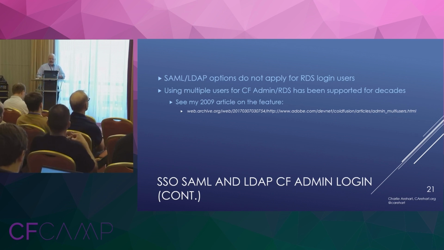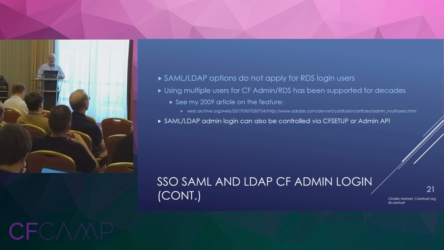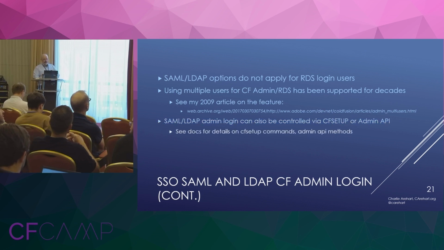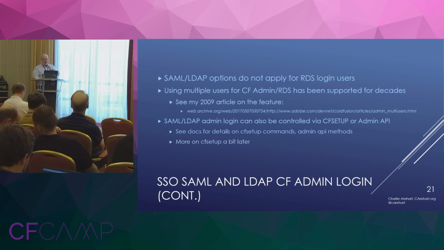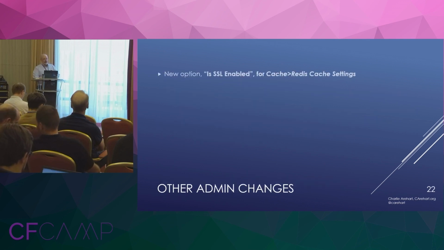And then the specifics of the new LDAP and SSO capability is what's new. And it can be controlled via that CF setup or the admin API as well. So if you want to script this stuff, you can. You don't have to do everything in the admin. You can do stuff entirely scripted. And so see the docs for details on how to do that. It literally specifies what are the CF setup commands to do this and what are the admin API methods to call. And I'll talk a bit about that CF setup a little bit more in a moment.